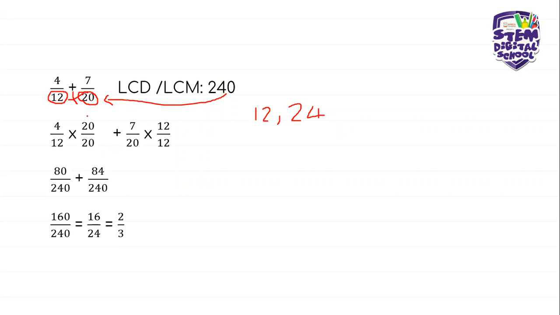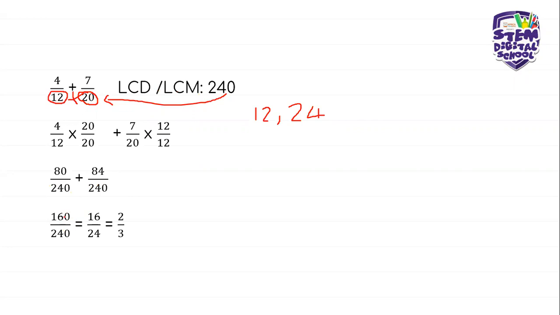You use either denominator to help you change the other one. Here, 12 times 20 and 4 times 20. There, 20 times 12 and 7 times 12. You get your answers. 4 times 20 is 80 over 240, and 7 times 12 is 84 over 240, because that's your common denominator. Then you add them, which gives 164 over 240.